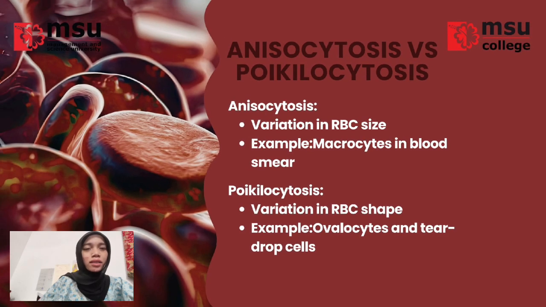To break down this cellular variation further, we look at 2 main terms. First, anisocytosis. This refers to a variation in red blood cell size. On Mr. Amir's smear, this is represented by the prominent macrocytes. Second, poikilocytosis. This refers to a variation in red blood cell shape. In our patient case, we observed specific abnormal shapes like ovalocytes and teardrop cells.